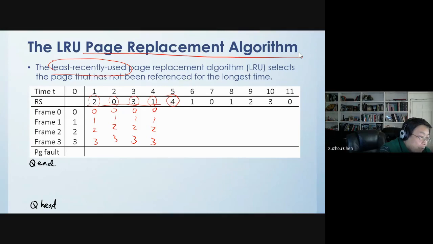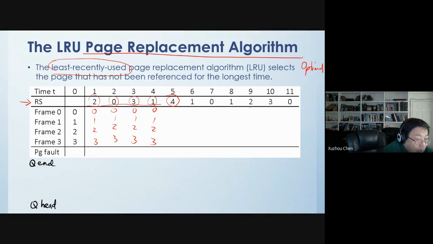So last time we talked about a couple of page replacement algorithms. One is the optimal. Okay. So the optimal algorithm basically replaces the page in the reference string that's the farthest in the future. In this particular example, this is the reference string of pages.